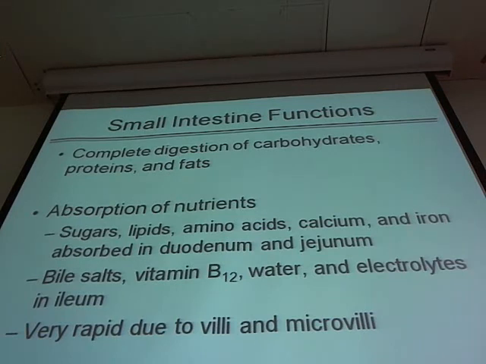Okay, small intestine: digestion of the fats, carbohydrates, and proteins. Absorption: sugars, lipids. You guys want to take a picture of this? Sugars, lipids, amino acids, calcium, iron are absorbed in the duodenum and jejunum. Bile and vitamin B12, and water and electrolytes, in the ileum. Very rapid due to the villi and microvilli, a huge amount of surface area.